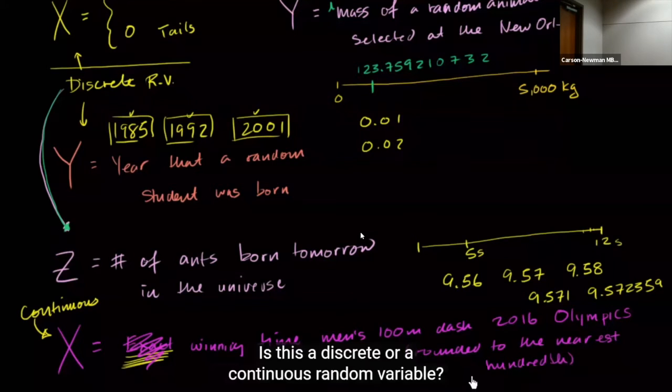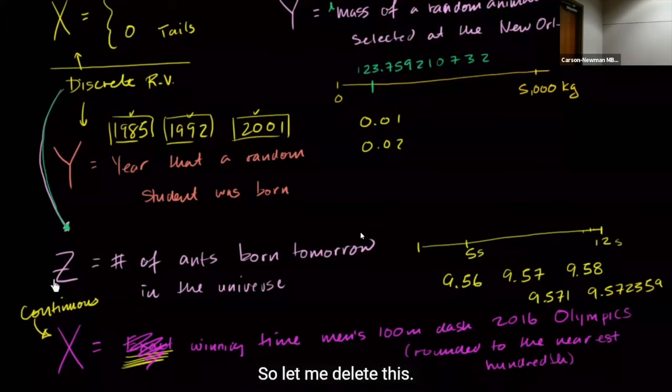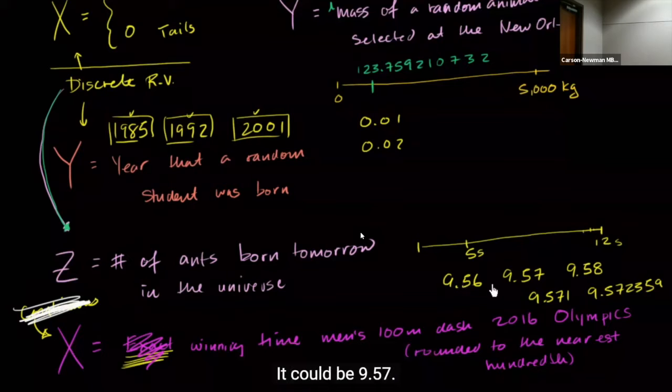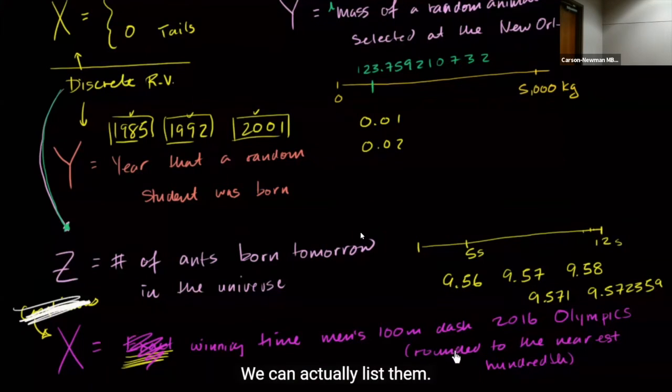Is this a discrete or a continuous random variable? Delete this. I've changed the random variable now. Is this going to be a discrete or continuous random variable? Well, now we can actually count the actual values that this random variable can take on. It might be 9.56, it can be 9.57, it can be 9.58. We can actually list them.